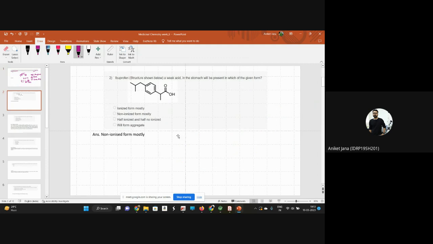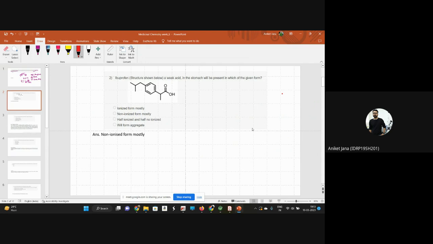Okay. So what is the structure given here? It is ibuprofen. Can you tell me what is the function of ibuprofen? Anybody? Any use of ibuprofen? It is a very well known drug. Okay, it is a non-steroidal anti-inflammatory drug that is used to relieve pain. It can be used as a painkiller.